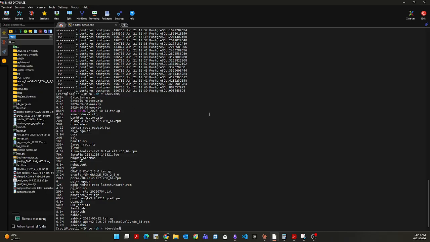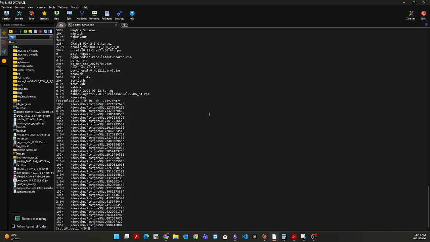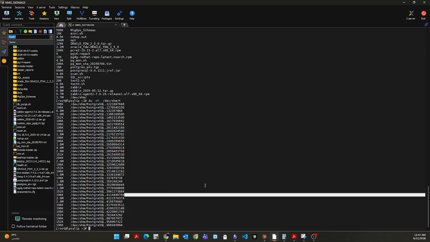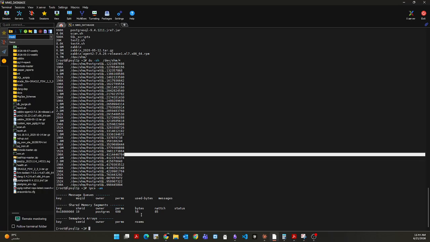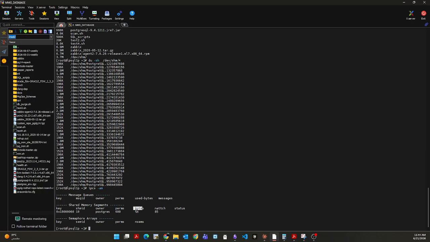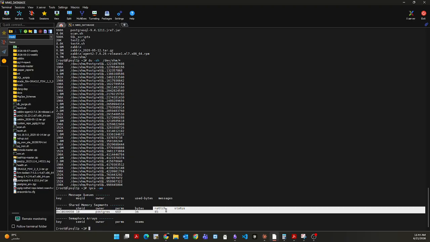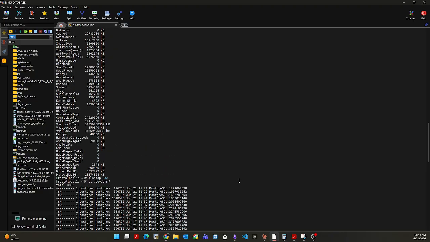No, not like this, sorry. That was wrong. Let's do this. If you add those up, and ipcs -m, those for inter-process communication, we only have 56 bytes, and the number of attached threads or processes that are reading from that shared memory is 85. So let's go back.